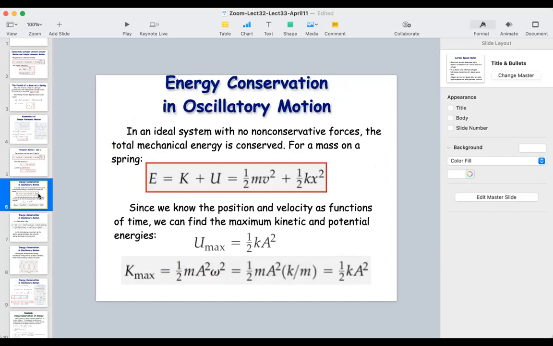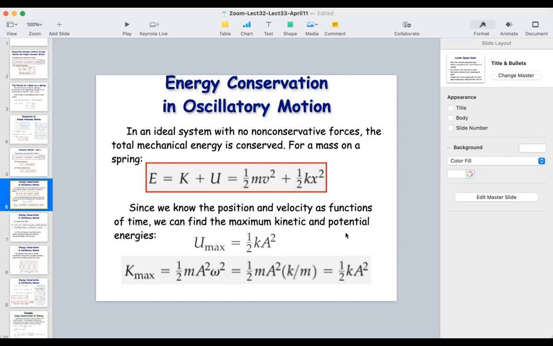We also saw last time the conservation of energy. In an ideal system with no non-conservative forces, the total mechanical energy is conserved. This is what we always knew from the past: the total energy is the sum of the kinetic plus potential energy. Kinetic energy is 1/2 m v squared. Potential energy, in the case of the spring, is 1/2 k x squared.